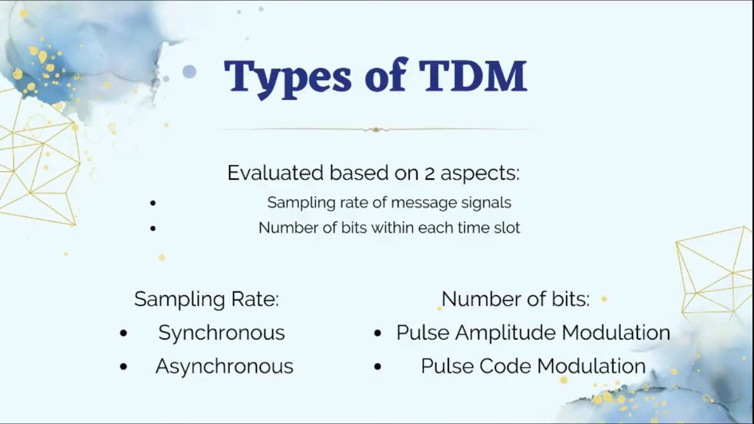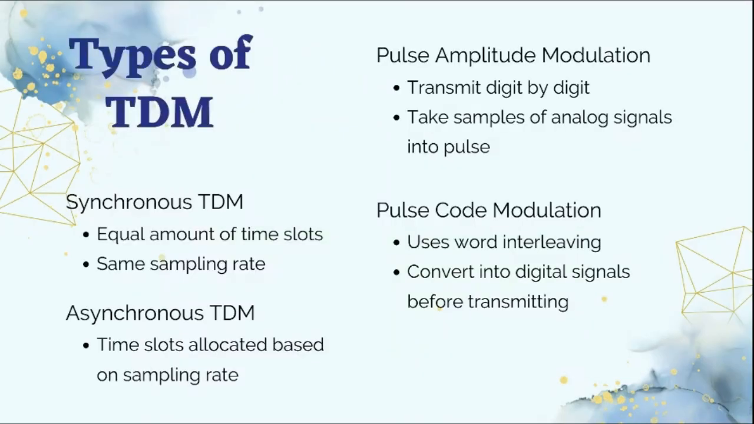So the difference between synchronous TDM and asynchronous TDM is that synchronous TDM will have an equal amount of time slots for each message signal, and all of the message signals will have the same sampling rate. But for asynchronous TDM, time slots will only be allocated based on the sampling rates. So message signals with high sampling rates will be allocated more time slots.